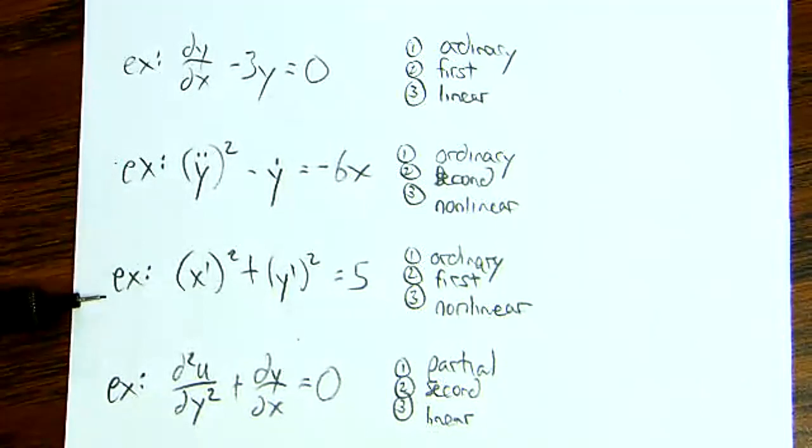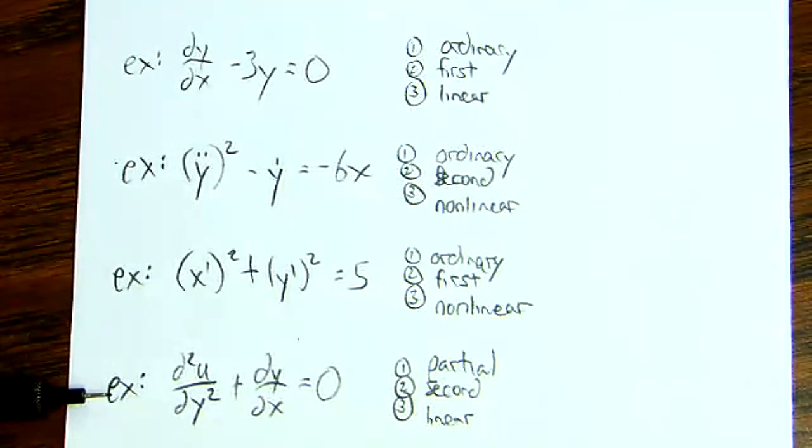Moving on to the third example. Now I have x prime and y prime. It doesn't clarify what the independent variable is, so once again, I have to assume it's the same. Otherwise, they would have clarified. So this is an ordinary differential equation. The first derivative of x and the first derivative of y are present, but those are still first derivatives. Thus, this is a first order differential equation, and it is nonlinear since in each case I have a derivative multiplied by itself. So this is a nonlinear differential equation.